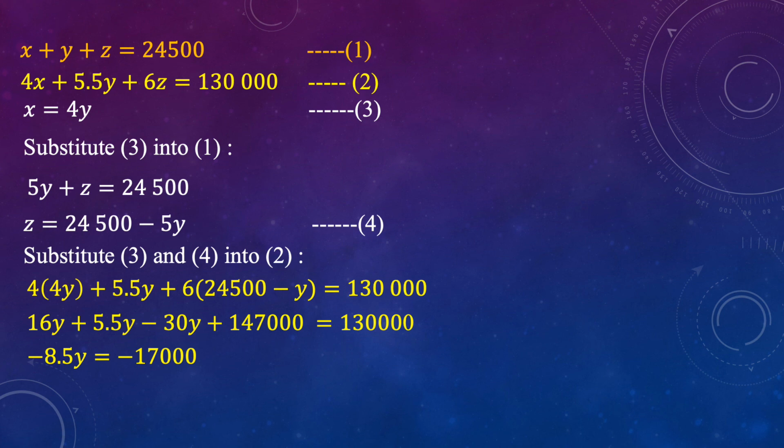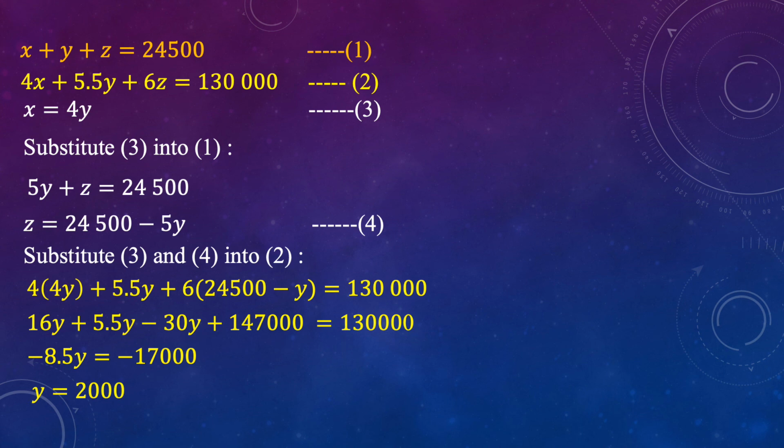The 147,000, you move to the right hand side, it becomes 130,000 minus 147,000. So you get this negative 17,000. Then you divide both sides by negative 8.5. You get y equals 2,000.